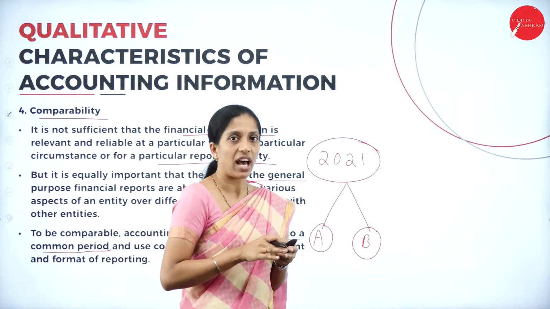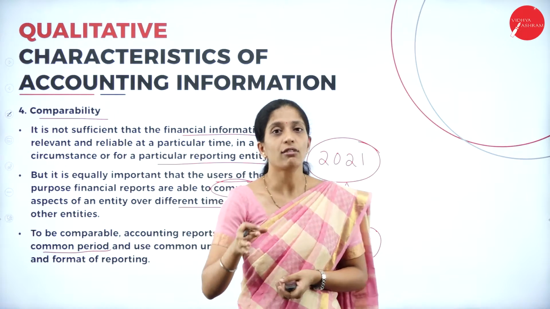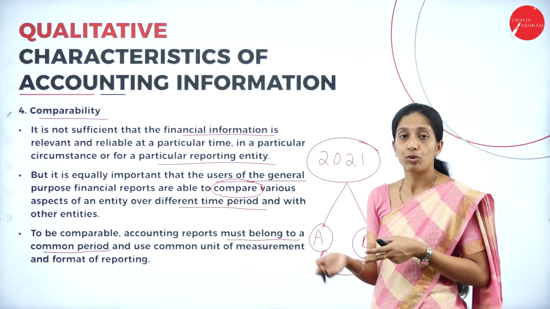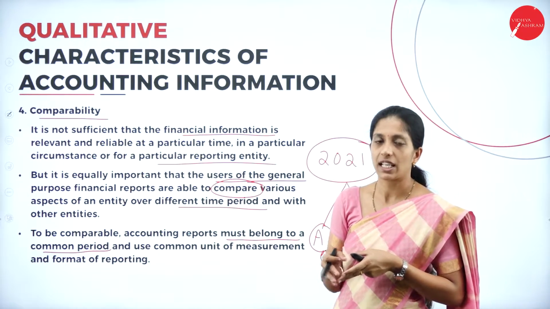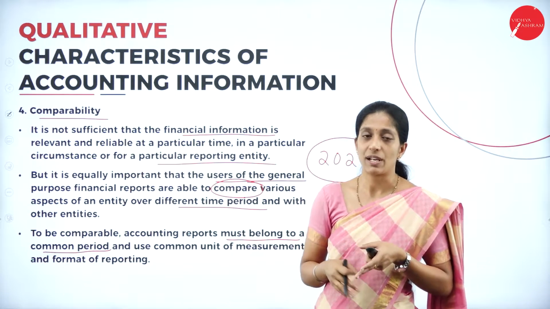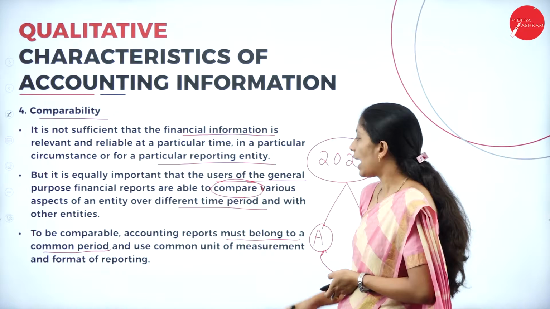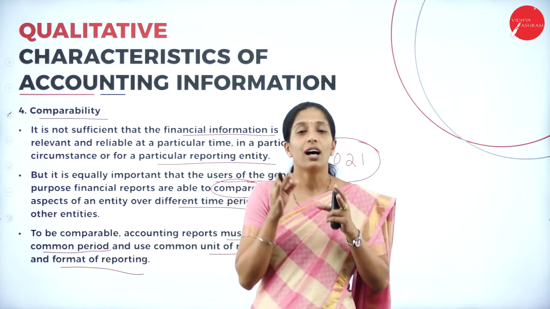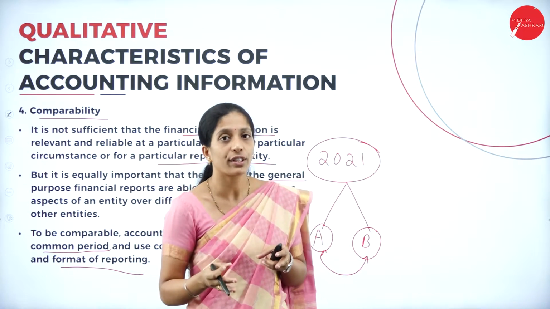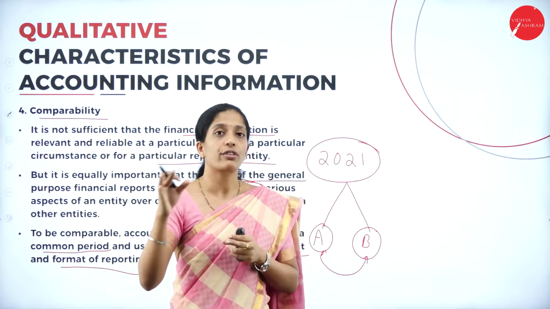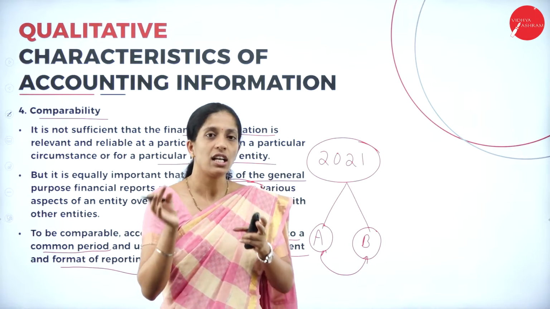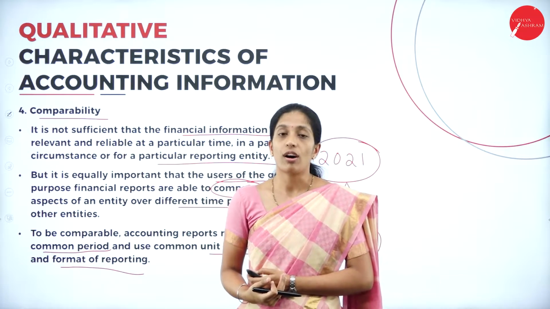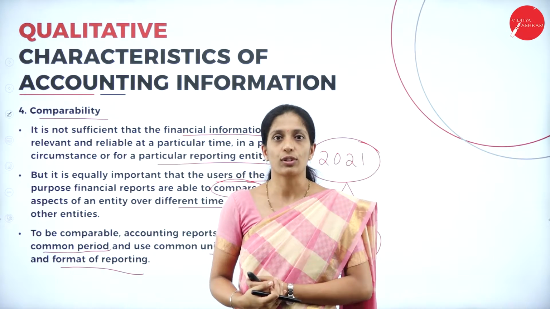So if you are going to compare, we have to take the same year, and the organizations have to undertake a similar kind of business activity, and then the comparison should happen. And there must be a common unit of measurement and format of reporting. A common unit should be there, whether they are going to see the profitability or just the sales of both organizations, so a proper unit has to be measured here. So these are all the qualitative characteristics of accounting information.